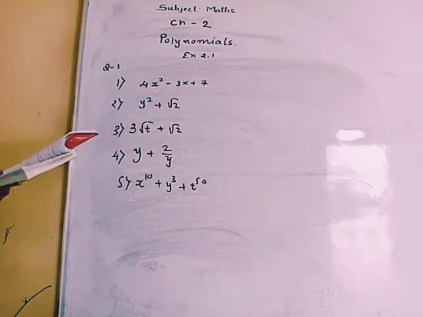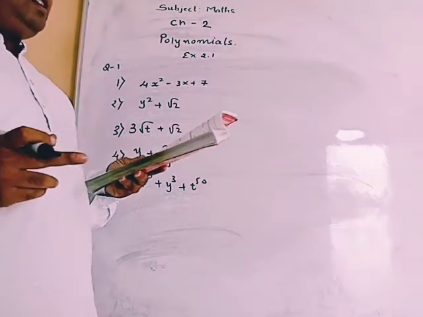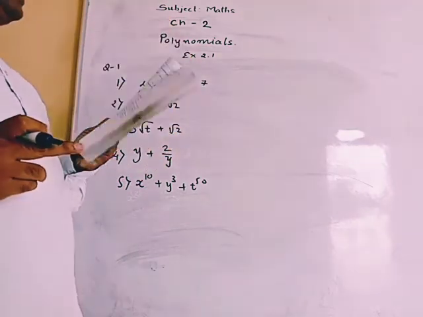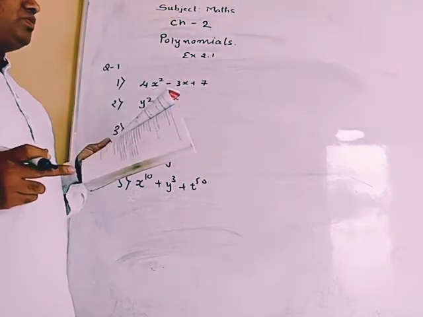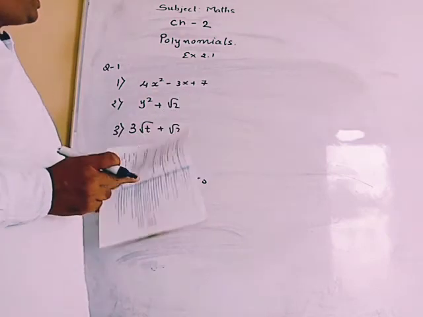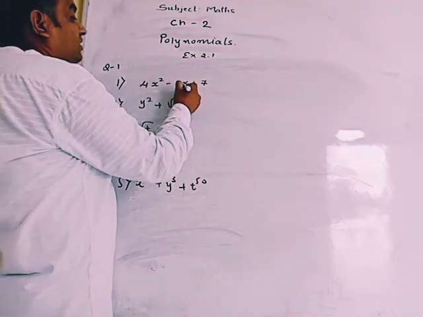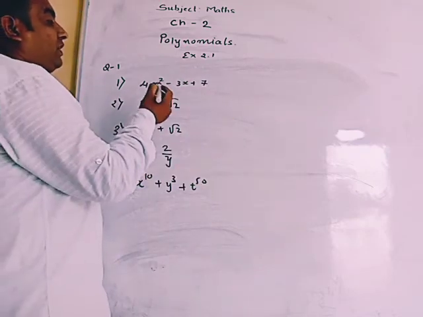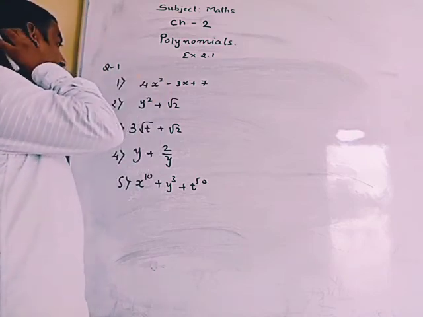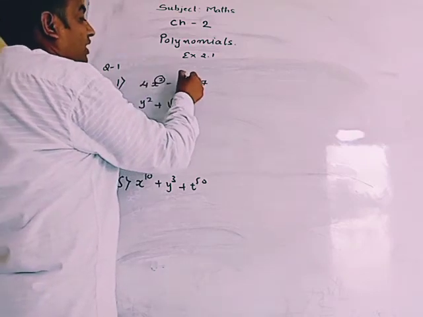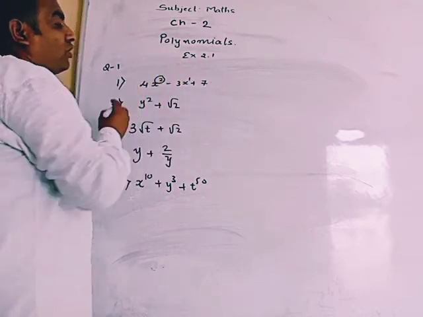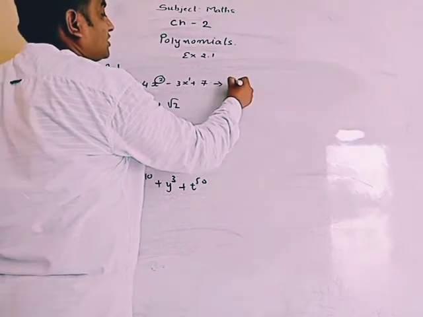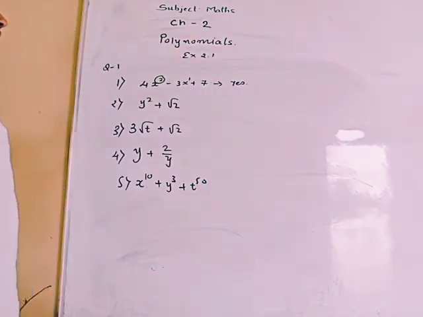Let's see exercise 2.1. The first question is: which of the following expressions are polynomials in one variable and which are not? State reasons for your answer. Here the first one is 4x squared minus 3x plus 7. Now we have studied that to be a polynomial, the power of the variable x needs to be a whole number. So here 2, here 1 power and here 0 power. All the powers are whole numbers and it contains only one variable. So yes, it is a polynomial in one variable.